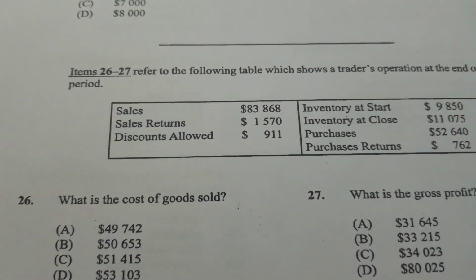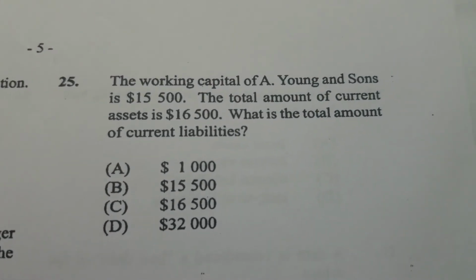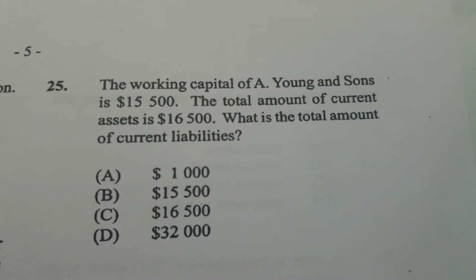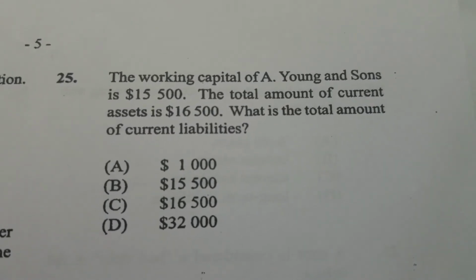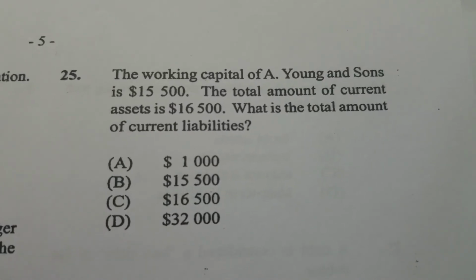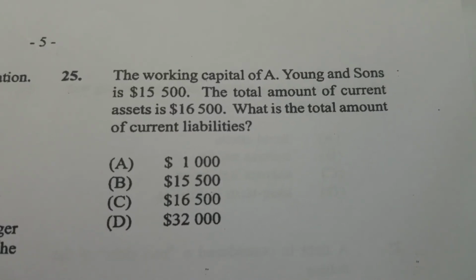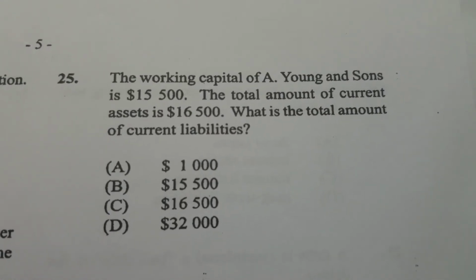Now we are at item 25. The working capital of A. Young and Son is 15,500. The total amount of the current assets is 16,500. What is the total of the current liability?